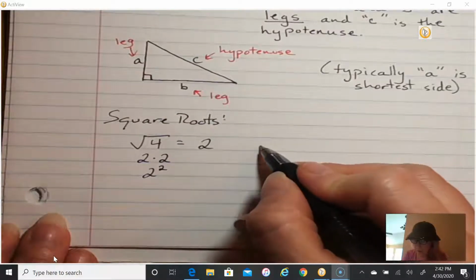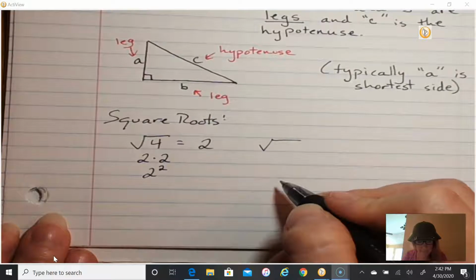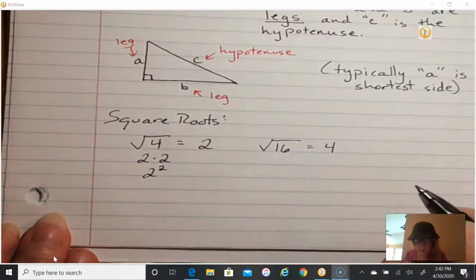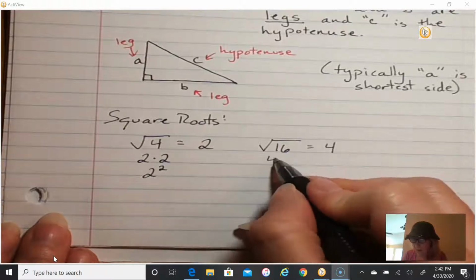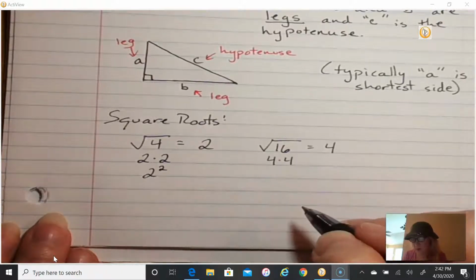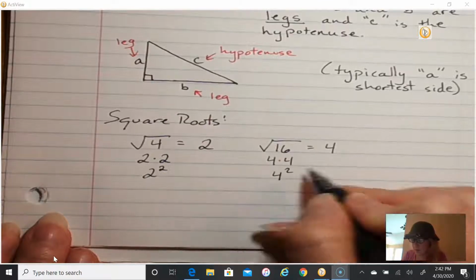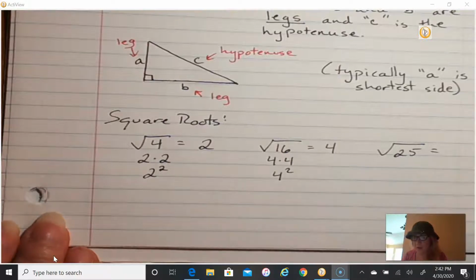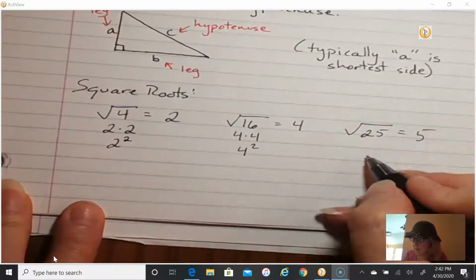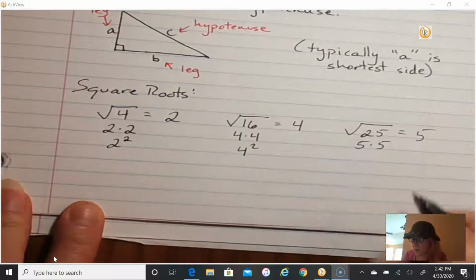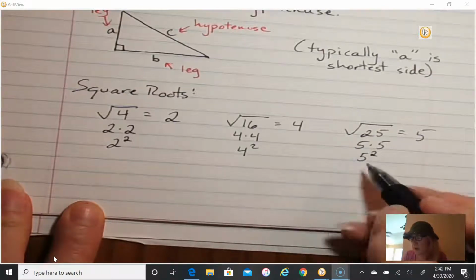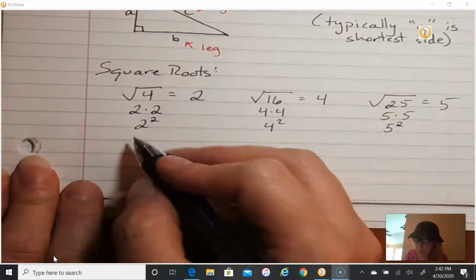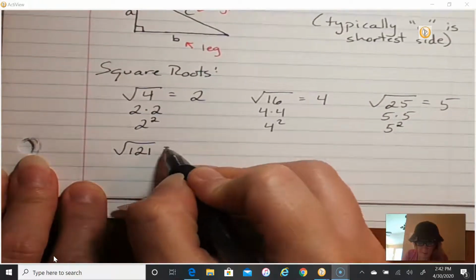What is the square root of 16? 4, because 4 times 4 is 16. Another way of doing that is 4 squared. What's the square root of 25? 5, because 5 times 5 is 25. Or you can even say 5 squared, because 5 squared is the same as 5 times 5. How about 121?